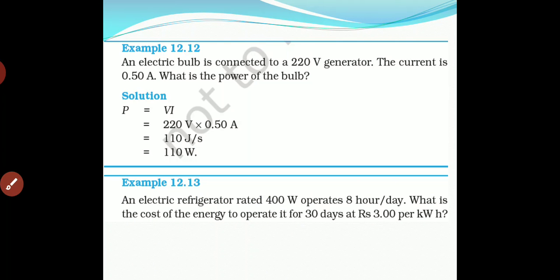So here we have been given volt as well as current. VI, which we get as 110.